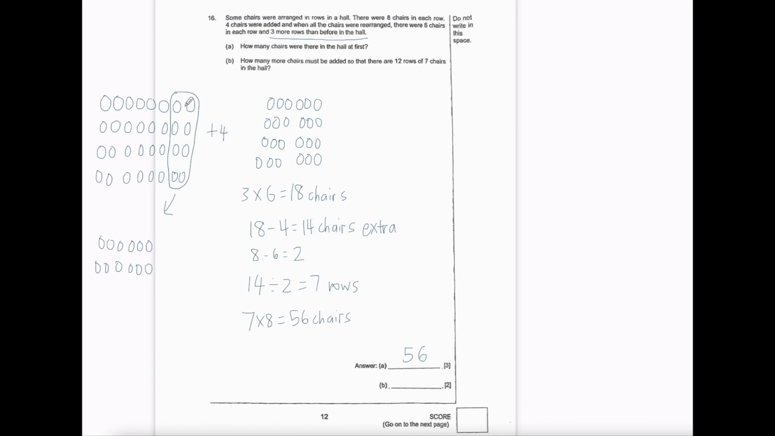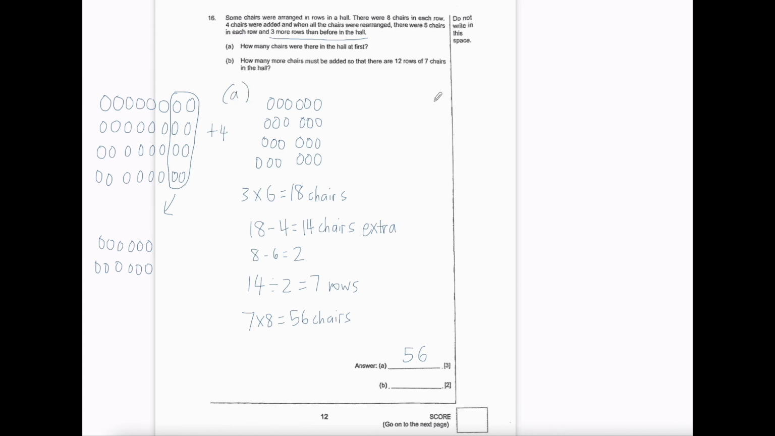Okay, so I'm going to repeat again. For every row of 8, I'm taking away 2 chairs to throw onto my next row. So I take 2 chairs, 2 chairs, 2 chairs, 2 chairs from each row to form my rows of 6. So I have 14 extra chairs because of these extra chairs that are taken out. And then I realize that my difference is 2. So I just need to take 14 extra chairs and divide by 2 per row to find out that there are 7 rows. And my total number of chairs at first will just be 56.